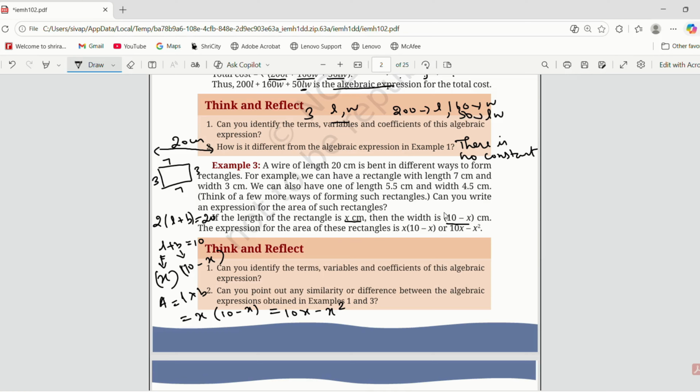Can you identify the terms, variables and the coefficients of this algebraic expression? Yes, we are able to identify. There are two terms and the variable is simply x.